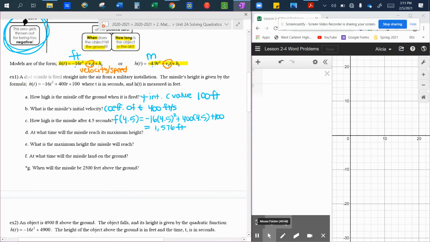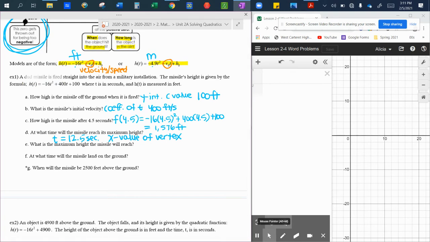At what time will the missile reach its maximum height? So at what time, t is going to equal 12.5 seconds. So this is going to be the x value of our vertex. And we're going to show all of this in Desmos. I just want us to write everything down first.